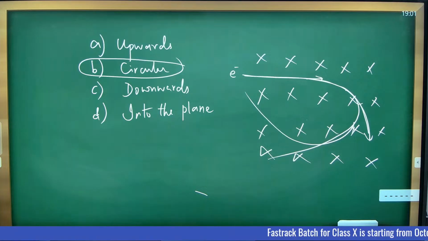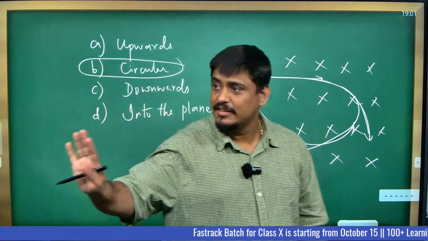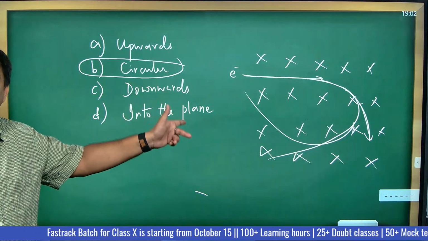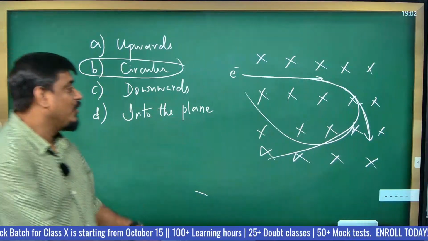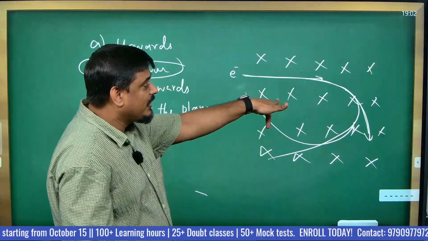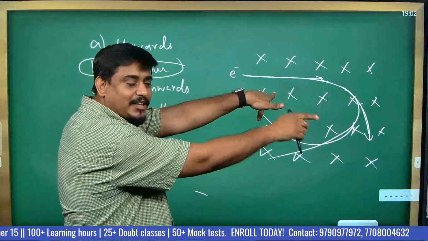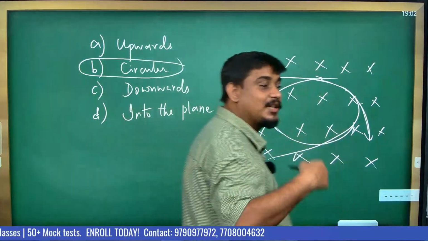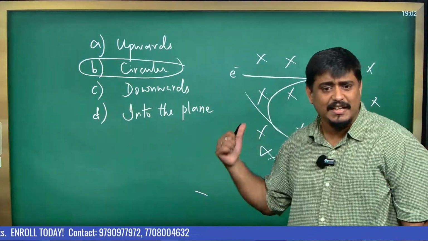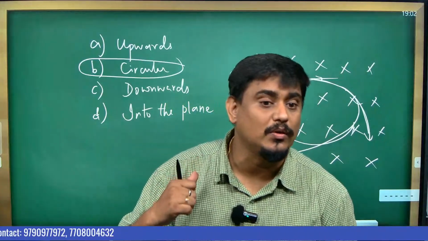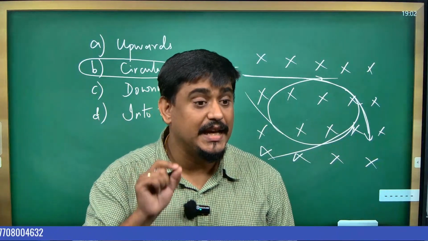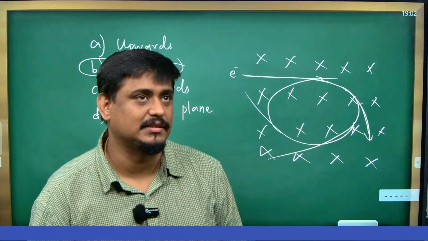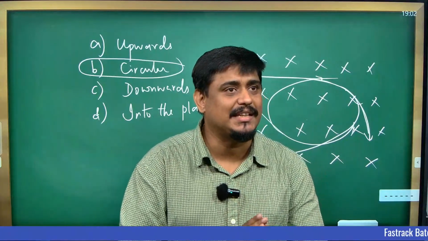Will it be able to go upwards? No way. Now it will be trying to go upwards, the current direction changes, the magnetic field is into the plane, and the force will be acting in the left direction. It will once again take a turn like this. Finally, it will take a circular motion. You know what this is called? This device is called a cyclotron, by which they accelerate charged particles, which you will study in higher classes. But understand why the answer came as circular.